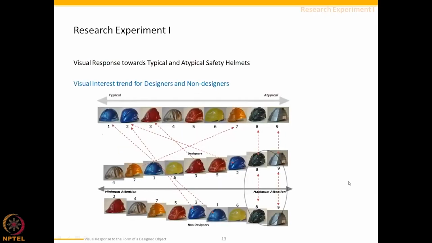So this is my result of visual interest. I mean, this might be a little overwhelming. Let me explain it to you. On the top, I have put my scale, which is typical to atypical, which remains the same. At the bottom, on the left is my minimum attention.